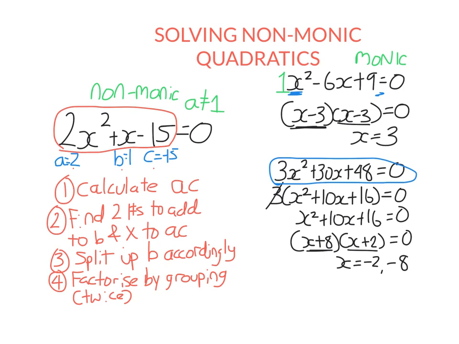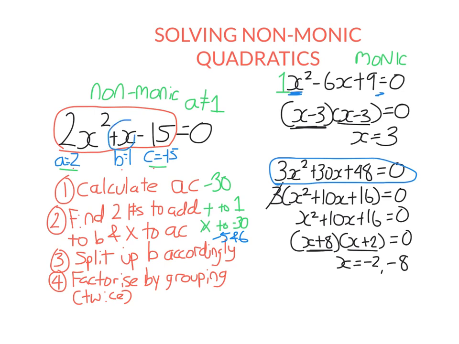The first step is to calculate ac, a times c. Well, a is 2 and c is negative 15. So ac here is negative 30. So now what we need to do is find two numbers that add to b, which is 1, and multiply to ac, the number we just calculated. So we want to find two numbers that add to 1 and multiply to negative 30. So those two numbers will be negative 5 and 6. So the next step, 3, is to split up b accordingly.